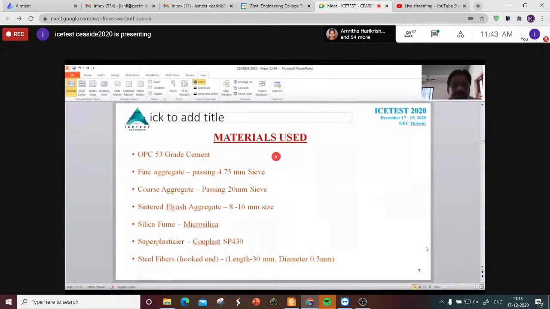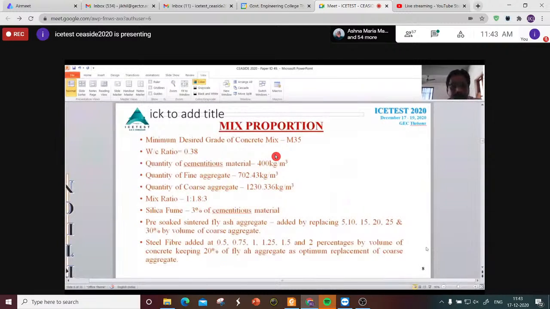Materials used are OPC 53 grade cement, fine aggregate passing 0.75 mm, coarse aggregate passing 20 mm sieve, syndiate fly ash aggregate having a size of 8 to 16 mm, silica fumes, super plasticizer Conplast SP 430, steel fibers are hooked with length 30 mm and diameter 0.5 mm. The desired strength grade was M35. Water cement ratio used 0.38, cement content is 400.